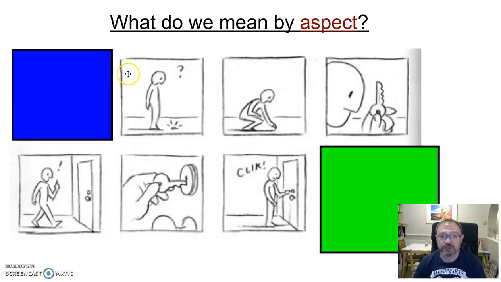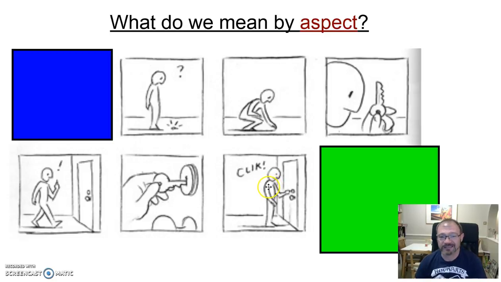I could tell this story very simply using the simple past tense. Brian spotted an object on the ground. Brian picked it up. Brian saw that it was a key. Brian put the key in a lock. Brian unlocked the door. Nice and easy.